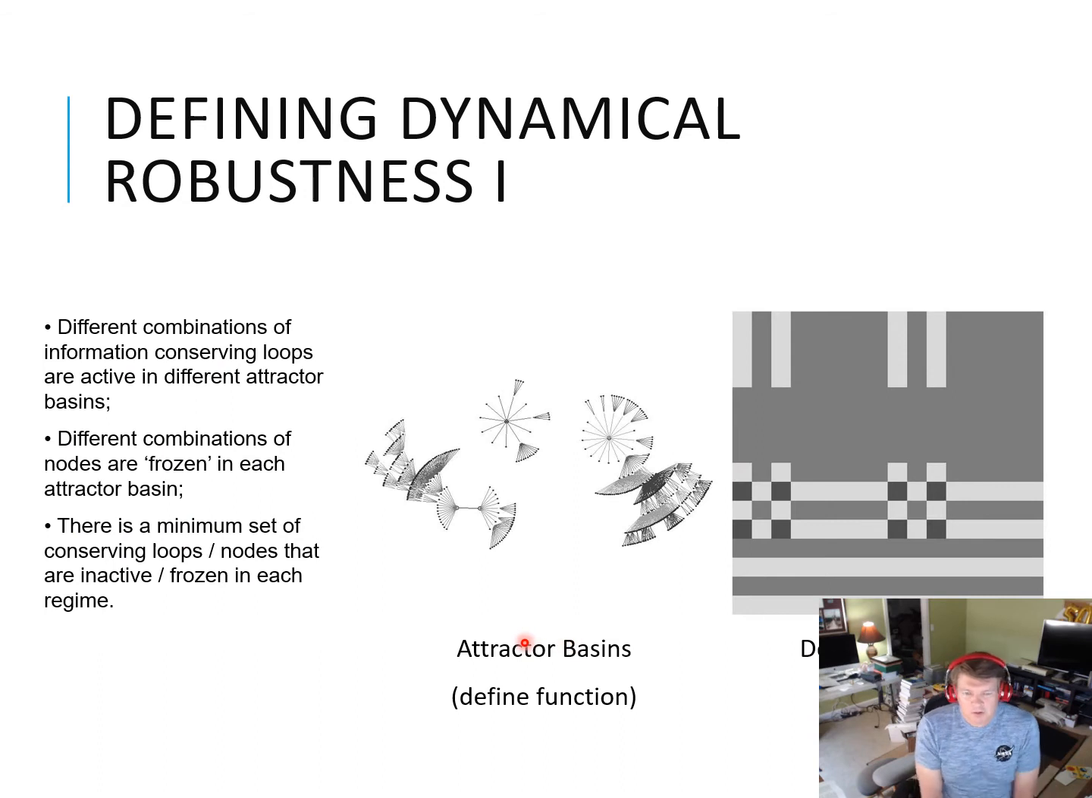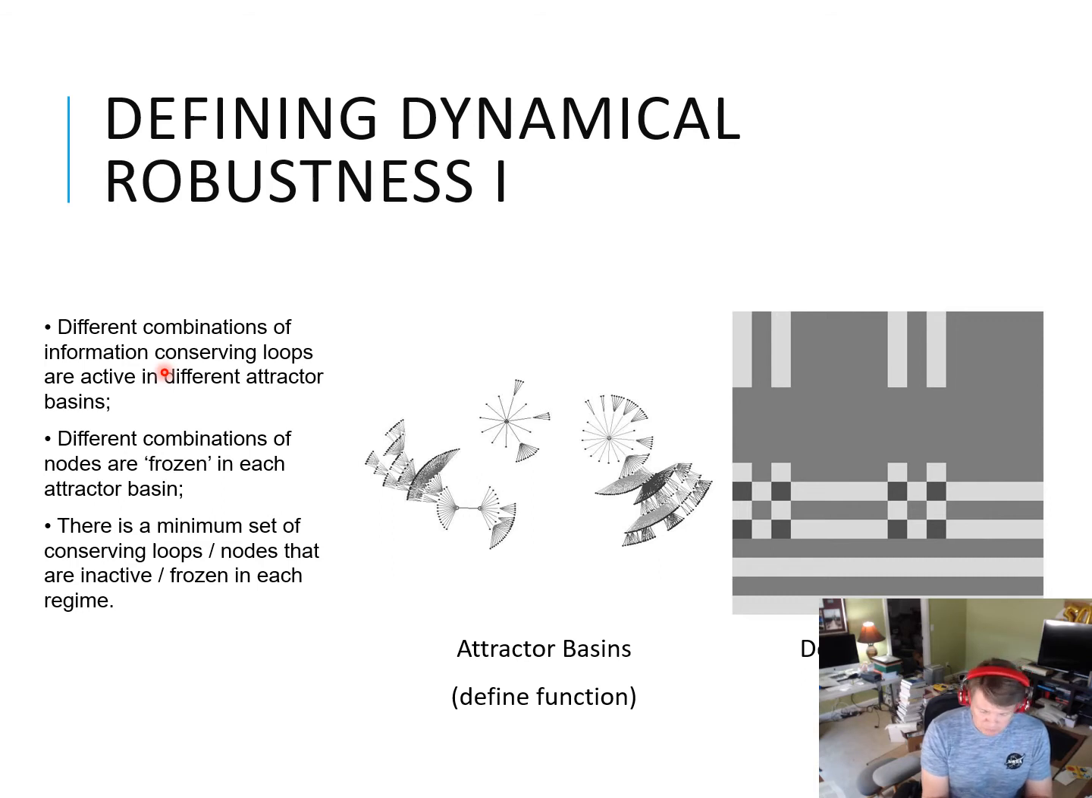So let's talk a little bit about how we might define robustness in these sorts of systems. There are different combinations of information conserving loops that are active in each different attractor. What we mean by this is that as we run these systems forward, we find that some of the nodes get fixed in a certain state. They get fixed as a 0 or they get fixed as a 1.